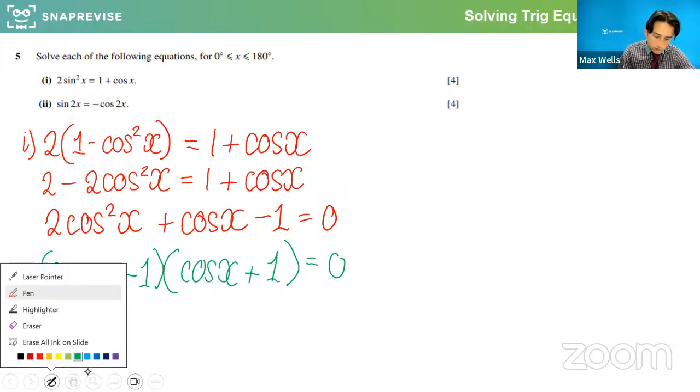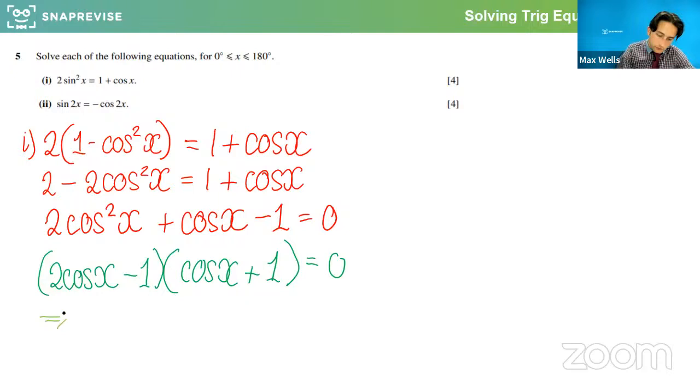Okay, so what does that imply about our two solutions? Cos x could be equal to what? Or what? Now both of these are valid solutions.